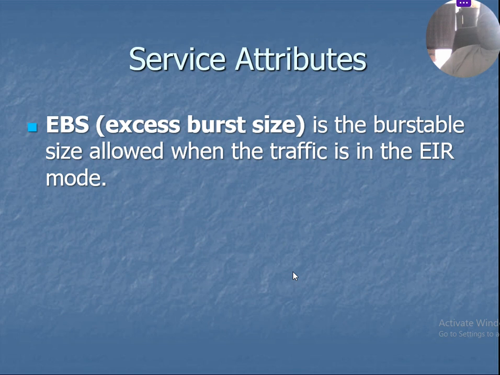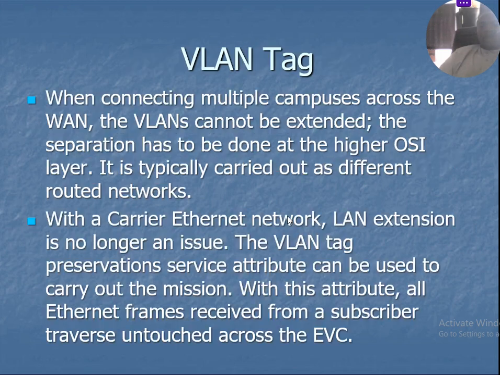Still on the service attributes, we talk about EBS, which is the excess burst size. The excess burst size is the burst size allowed when the traffic is in the EIR, the excess information rate. When the traffic is in the excess information rate, it determines what size of traffic can be sent back, and when the channel is less busy, that packet can come back to pass through the channel. That's what we call the EBS, excess burst size.